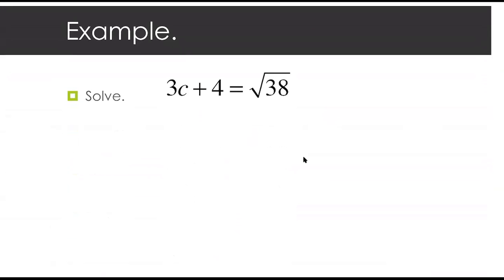Okay, this example shows an example with a square root already in the problem. I would give you the suggestion not to type in the square root of 38 in a calculator and get a decimal approximation. Leave it as the square root of 38. So you're going to solve it just like you would solve a normal equation. You're going to subtract your 4 from both sides.